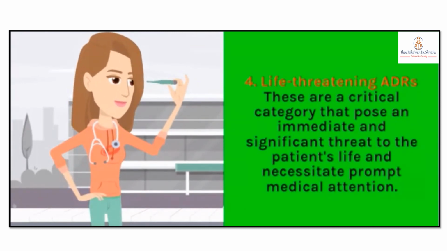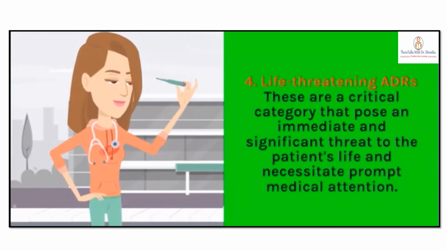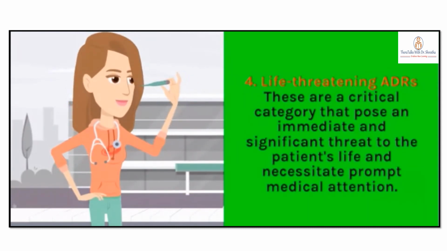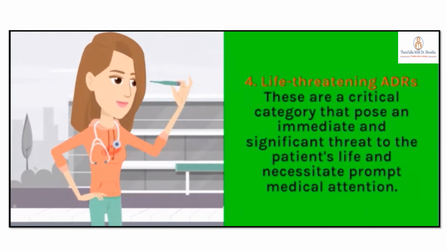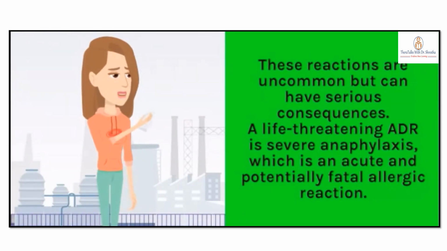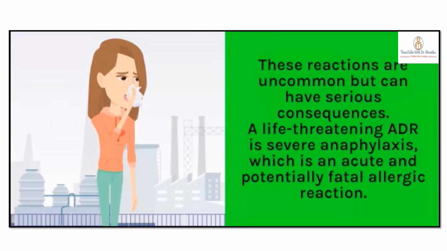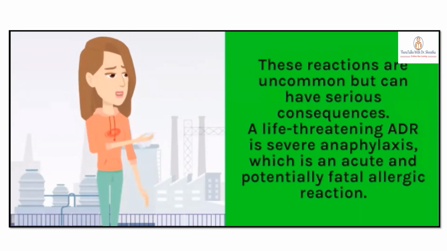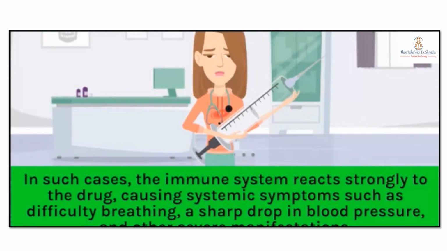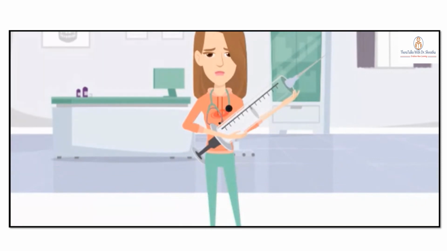4. Life-threatening ADRs. These are a critical category that pose an immediate and significant threat to the patient's life and necessitate prompt medical attention. These reactions are uncommon but can have serious consequences. A life-threatening ADR is severe anaphylaxis, which is an acute and potentially fatal allergic reaction. In such cases, the immune system reacts strongly to the drug, causing systemic symptoms such as difficulty breathing, a sharp drop in blood pressure, and other severe manifestations.